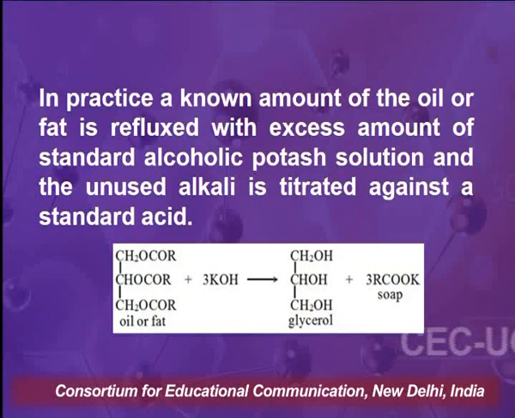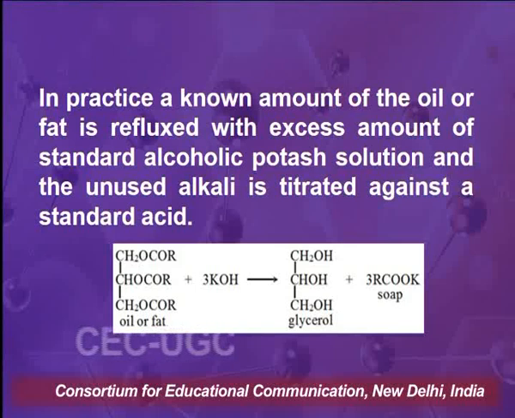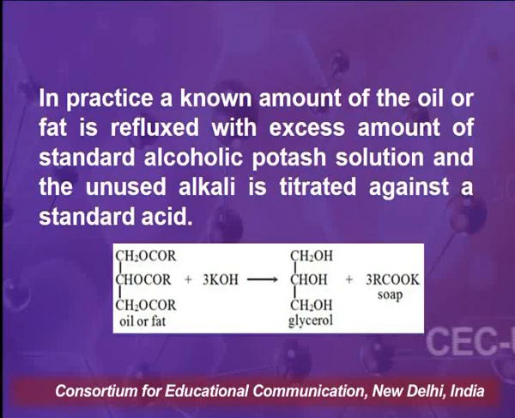In practice, a known amount of the oil or fat is refluxed with excess saturated alcoholic potash solution, and the unused alkali is then titrated against a standard acid. Since butter has a larger proportion of lower fatty acids than lard and tallow, the former has a high saponification value. Coconut oil has a comparatively higher saponification value, 250, as compared to olive oil that has 200, and castor oil that has a saponification value of 180.